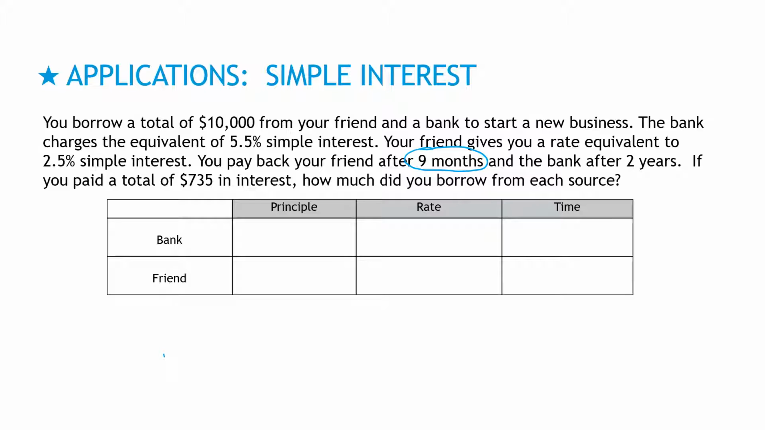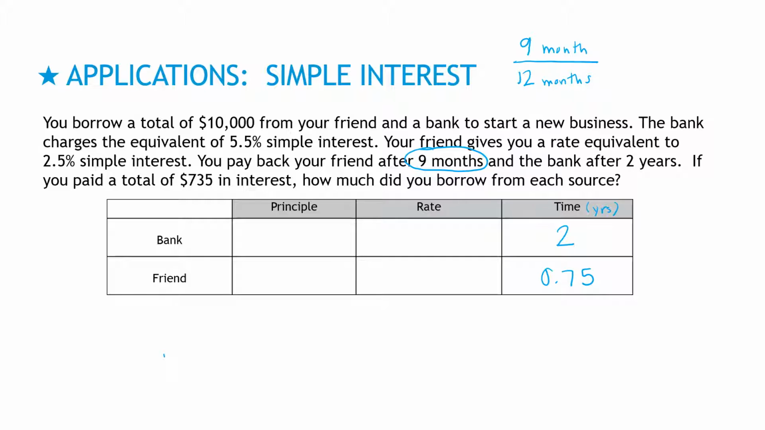We know in this case it says you pay back the friend after 9 months and the bank after 2 years. So the time for the bank is 2 years. The time for the friend is 9 months. So don't put 9 there because remember, time is in years every time. So if it's 9 months, I'm going to take 9 months divided by the 12 months that are in a year, and that's going to give me 0.75 because it's 3/4 of a year.